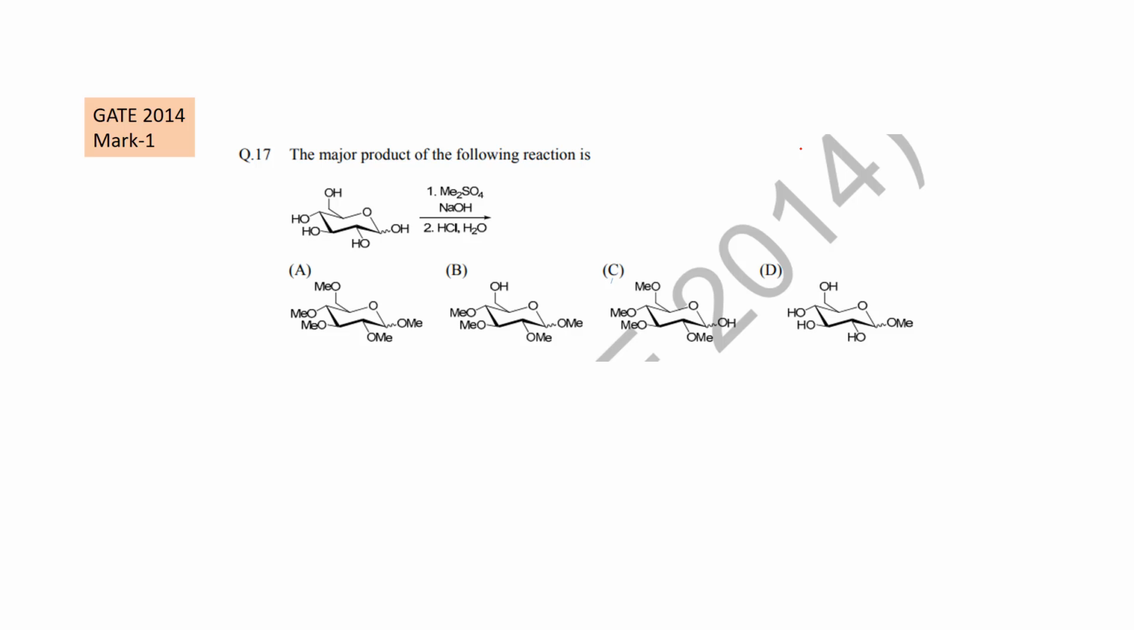So they have given a question. It came in GATE 2014. What will be the major product formed in this reaction? They have given this system. This is called glucose, you know. They have added dimethyl sulfate and NaOH, and in the second step they have added HCl and H2O. What will happen?